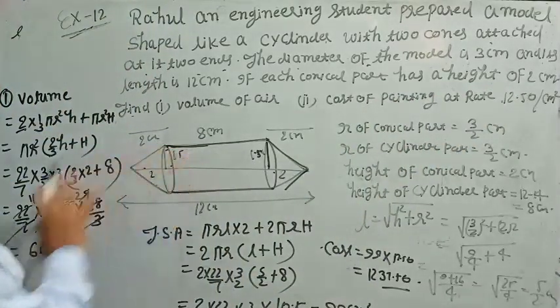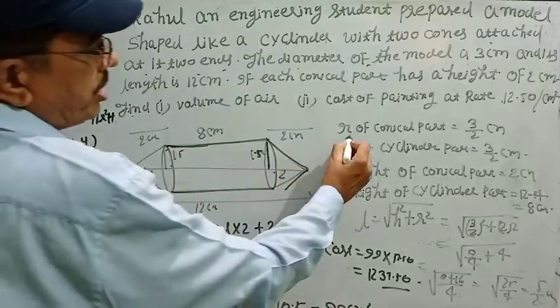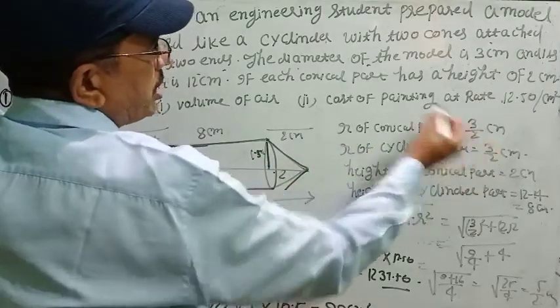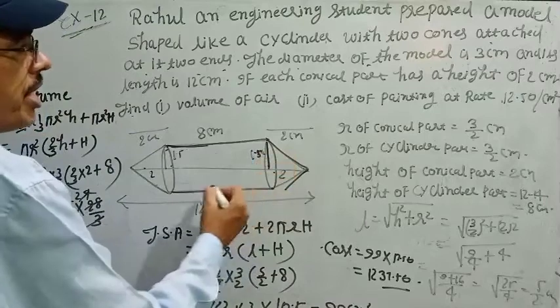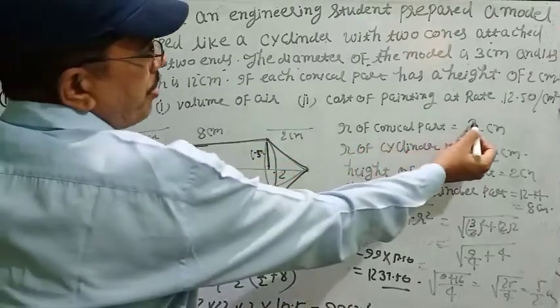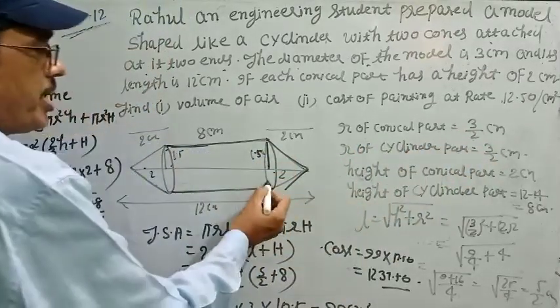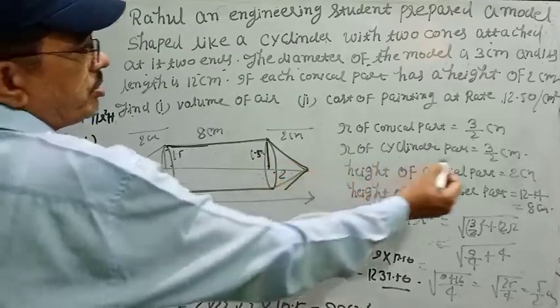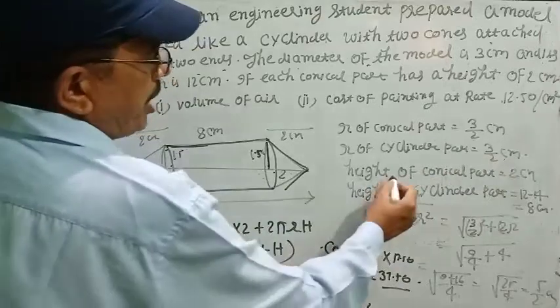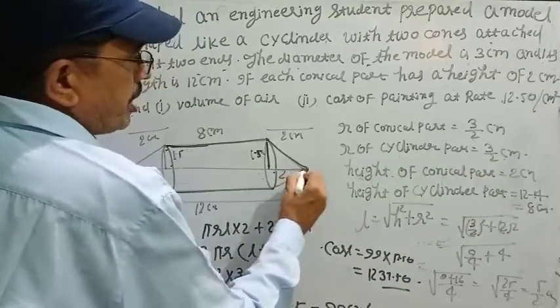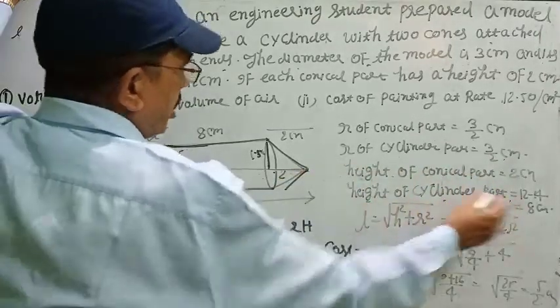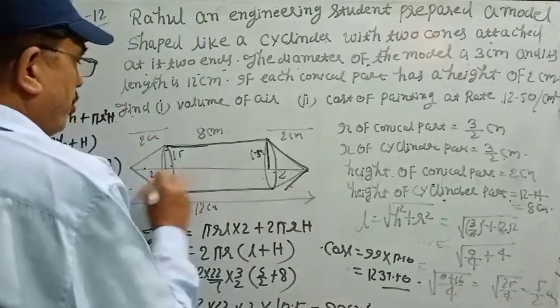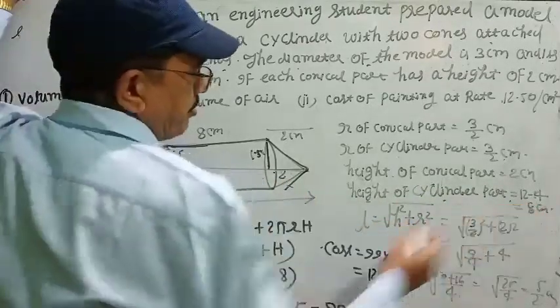Dear student, in this question, first we write what is the radius of the conical part, that is 3 by 2, because 3 is the diameter, so the radius of the part is 3 by 2. What is the radius of the cylindrical part? It is on the cone, so it is also 3 by 2 cm. The height of the conical part will be 2 cm, and the height of the cylindrical part is 12 minus 2 minus 2, that is 8 cm.